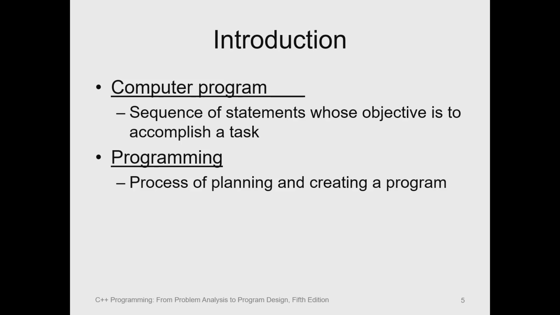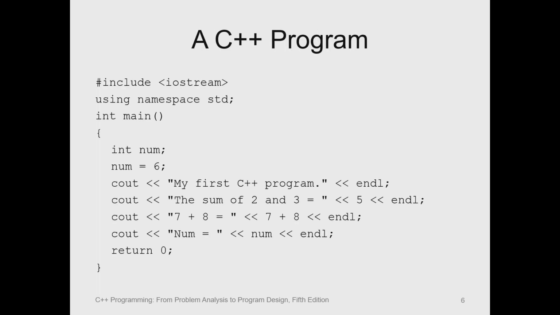A computer program is a sequence of statements whose objective is to accomplish a certain task, while programming is a process of planning and creating a program. Let's have a glance at a sample C++ program.